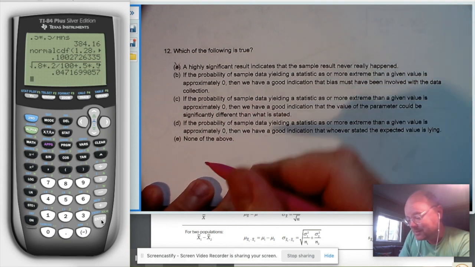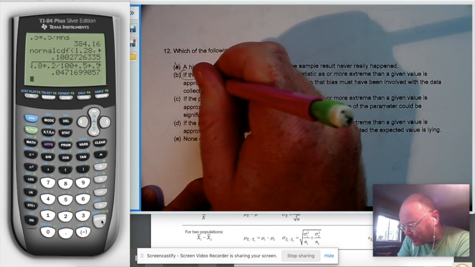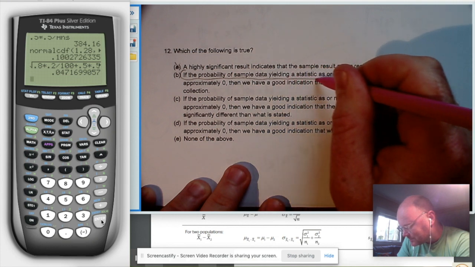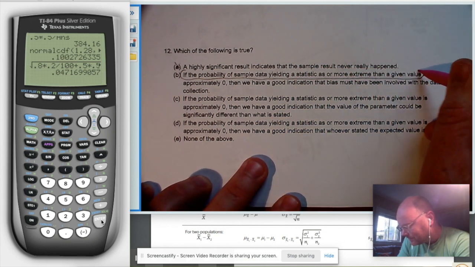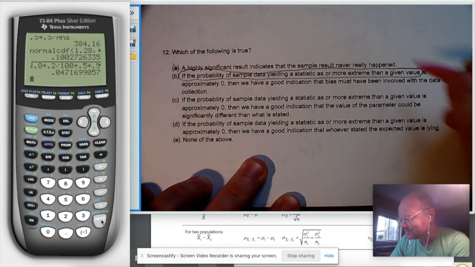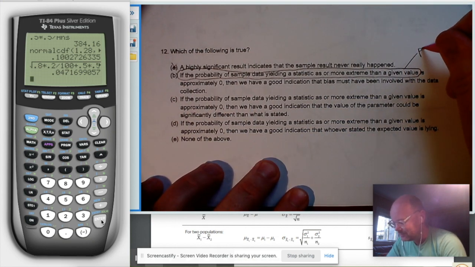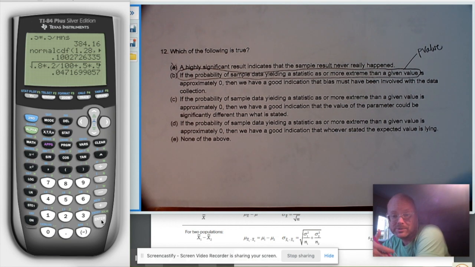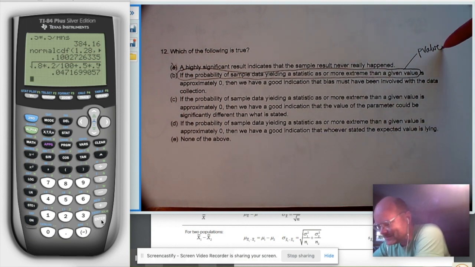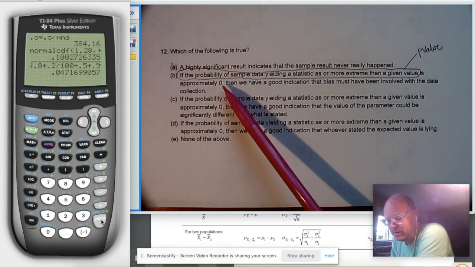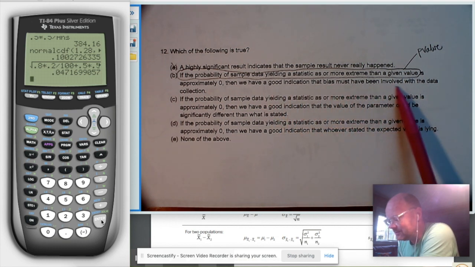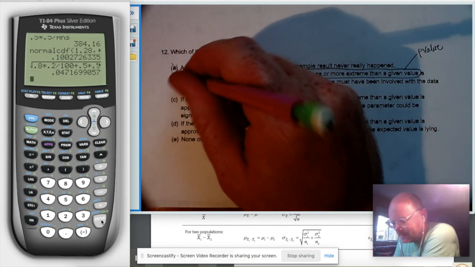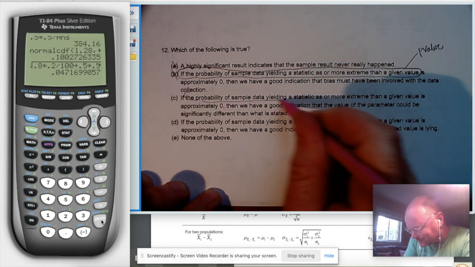Okay, first of all, it's word soup, but the probability of sample data yielding a statistic as or more extreme than a given value, y'all, that is just a wordy way of saying the p-value. What is the p-value? It's the probability of seeing our kind of results if the null hypothesis is true. So if that p-value is close to 0, if it's really small, then what? Do we have good indication that bias must have been involved? No.